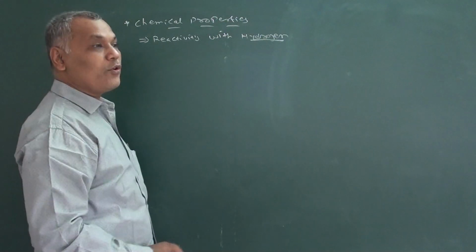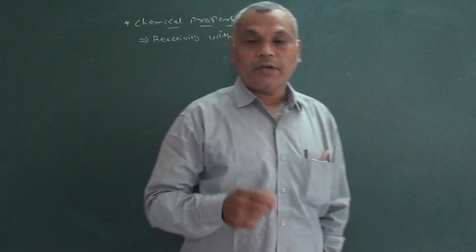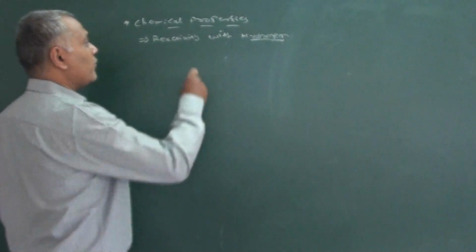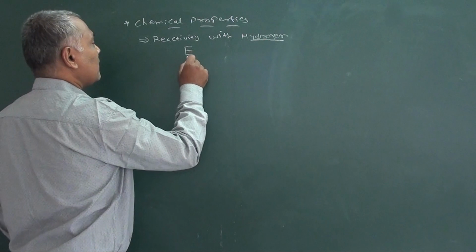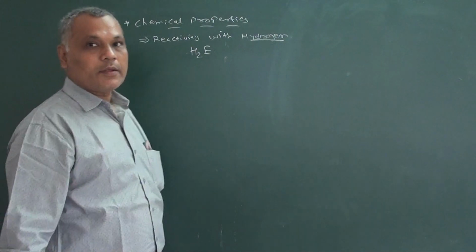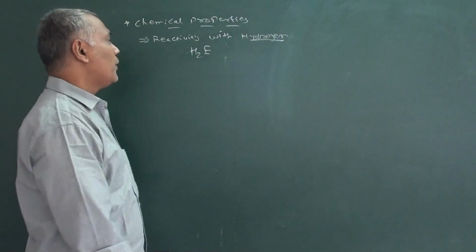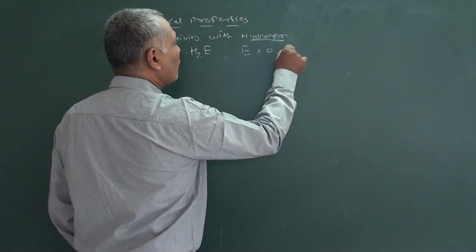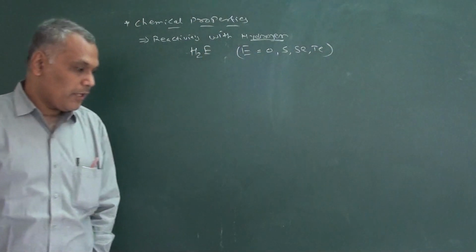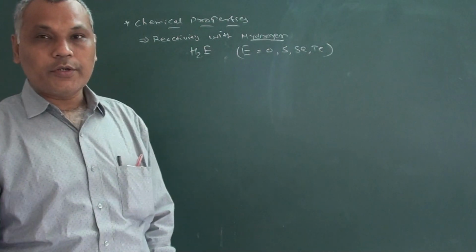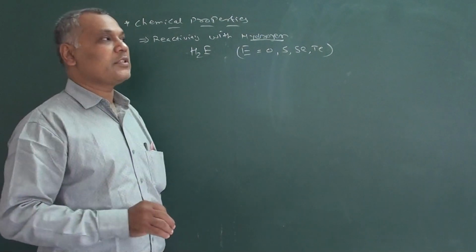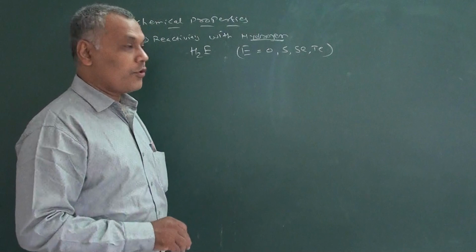In that case, hydrogen has valency one, and oxygen and the other elements of group number 16 have valency 2. So in reactivity towards hydrogen, they are going to form compounds of the form H2E, where E is O, S, Se, Te. I am not going to include Po in it. The reason is Po is a radioactive element, and the reactivity of that element cannot be discussed.